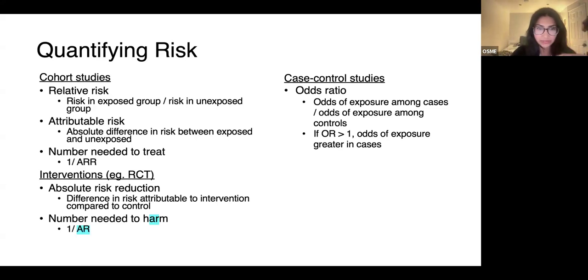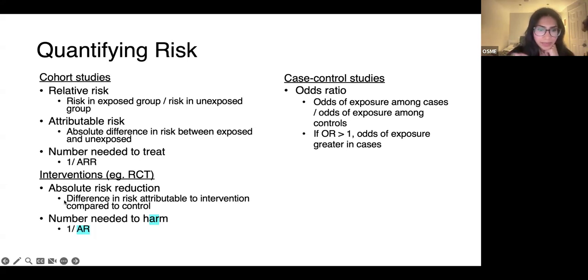So the first measure that you might be able to calculate or discuss with a patient is relative risk. It's pretty much what it says on the tin. So it's the risk in the exposed group divided by the risk in the unexposed group. And so this is a ratio. So if you're explaining this in words, you're saying, you're 3 times more likely to develop lung cancer if you smoked compared to if you didn't smoke. And 3 times indicates that you're dividing in that sense.